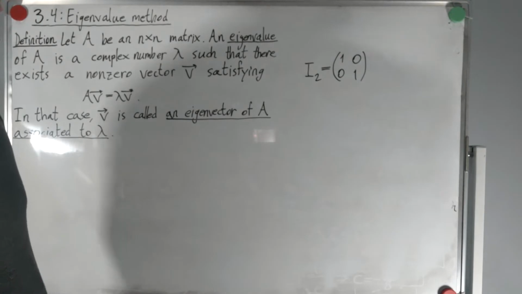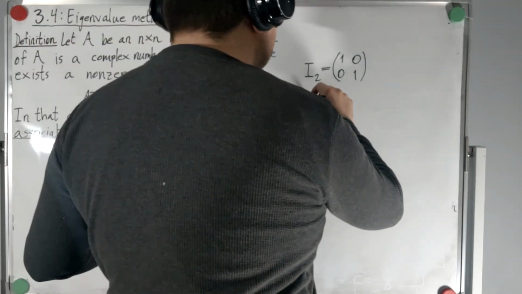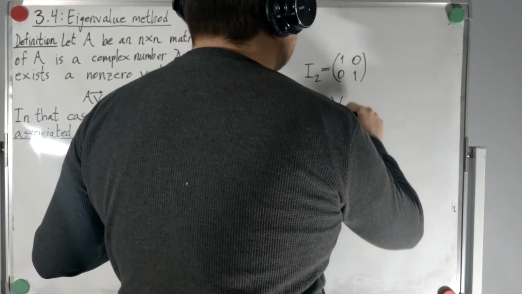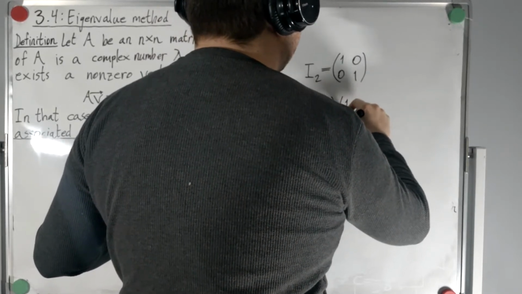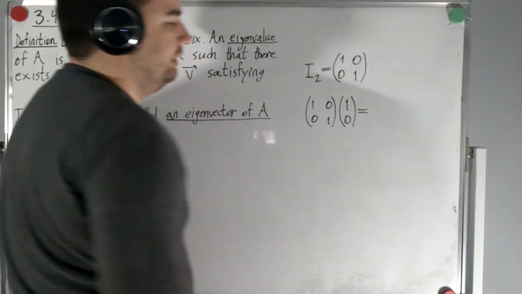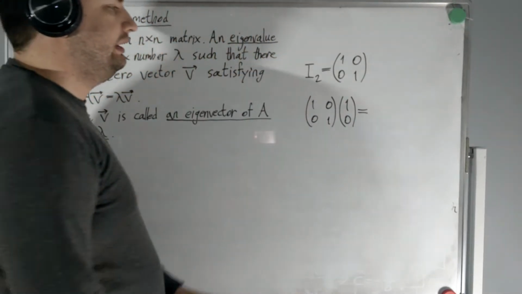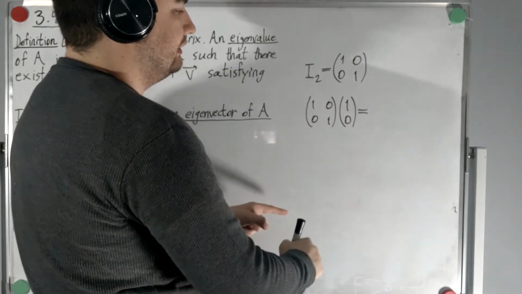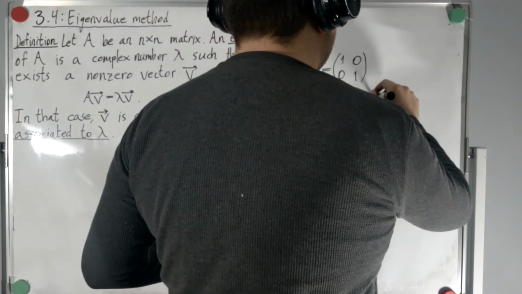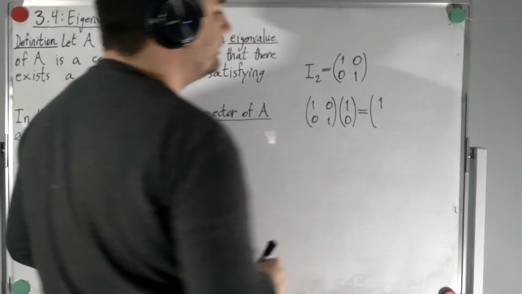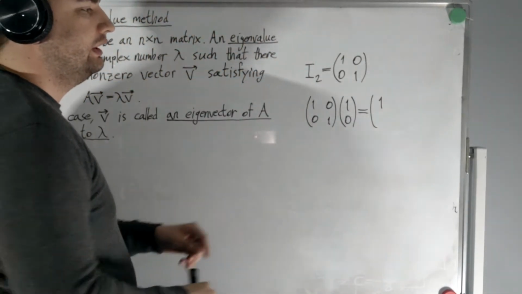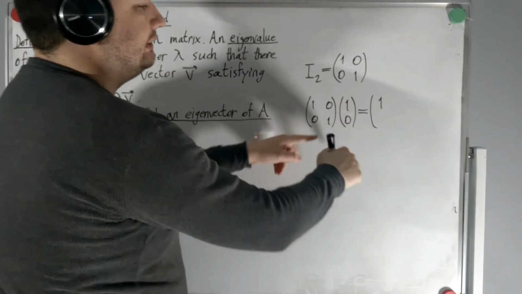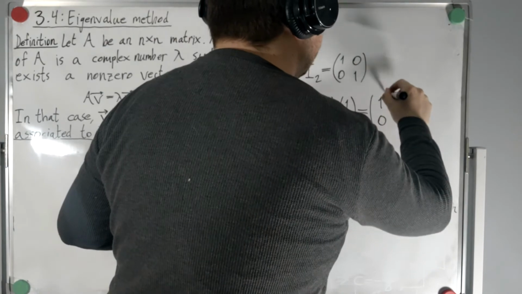Now, let's just notice that if you take 1, 0, 0, 1, and you multiply it by the vector 1, 0, what you get back is, well, let's see here. 1 times 1 is 1, plus 0 times 0 is 0. So we have 1 in the first row, first column. Then 0 times 1 is 0, plus 1 times 0 is 0, so we have 0 in the second row, first column.